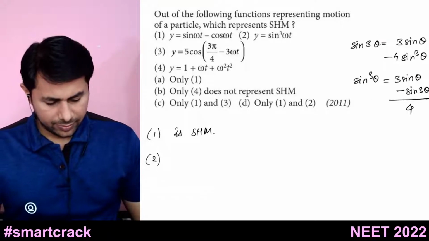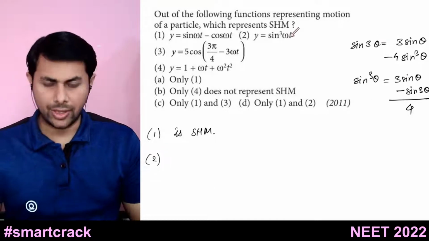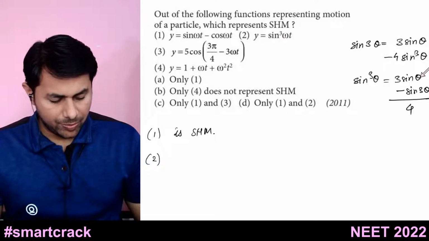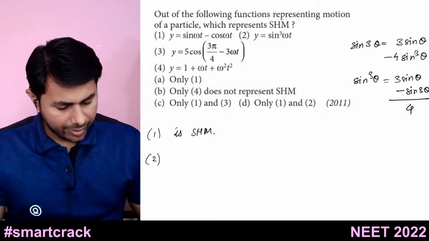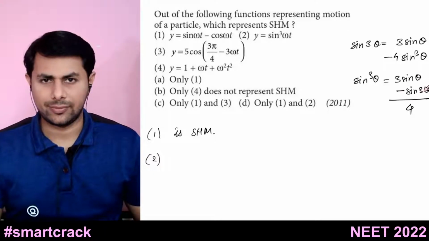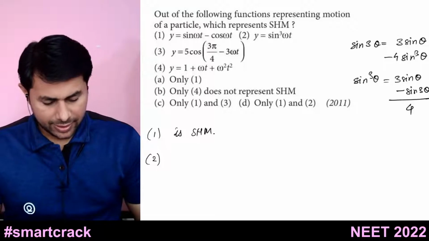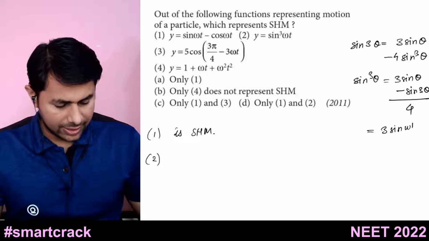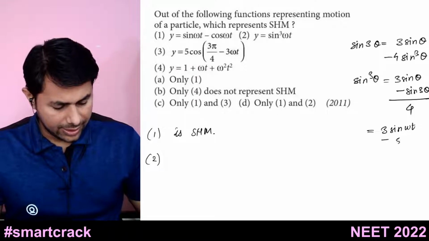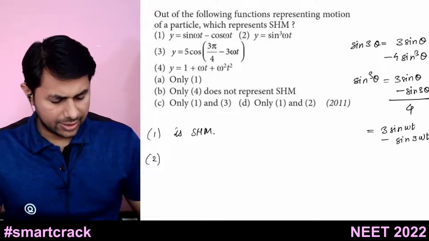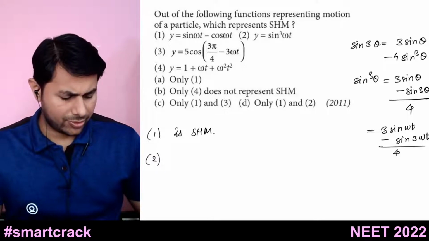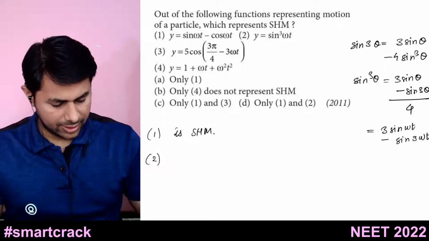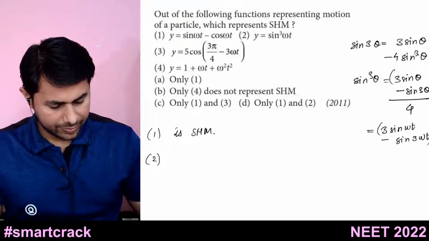So see, theta is omega t over here, y is equal to sine cube of omega t. So it is 3 sine of omega t, theta is omega t, minus sine of 3 omega t, divided by 4, but you don't have to think about it. Actually it is in the denominator of all this.